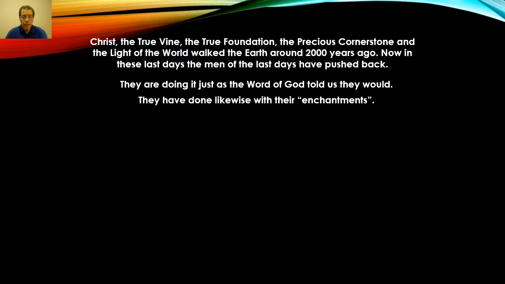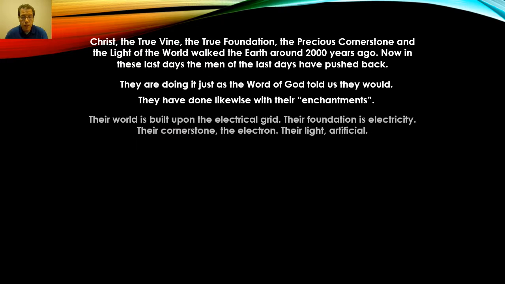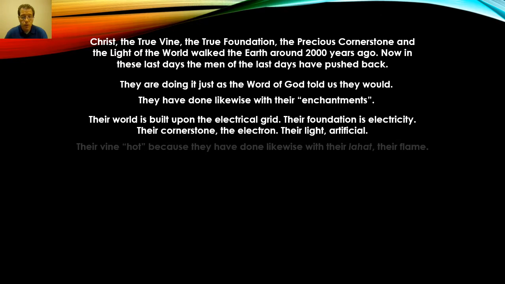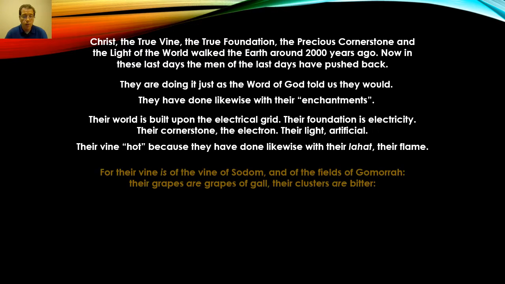Well, the men of the last days have done likewise with their enchantments. They have built their vine. They abide in their vine. They produce much fruit in their vine, and without their vine, they can do nothing. The world is built upon the electrical grid. Their foundation is electricity. Their cornerstone, the electron. Their light, artificial. Their vine, hot, because they have done likewise with their lahat, their flame. Sodom. For their vine is of the vine of Sodom, and of the fields of Gomorrah.